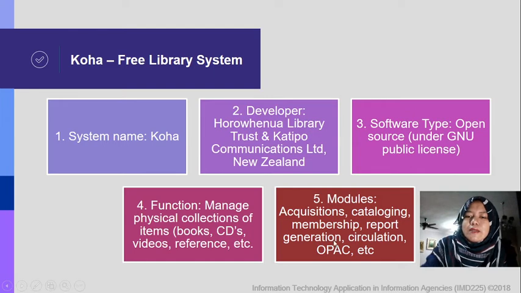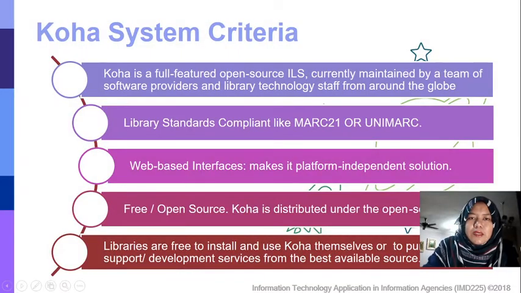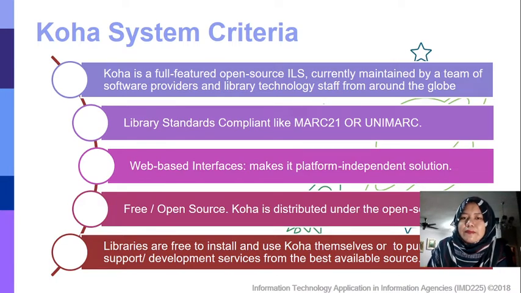Basically, the modules are created based on the activities involved in the library itself, which are the acquisition department, the cataloging department and so on. The criteria of Koha is that it is a full-featured open source ILS, integrated library system, currently maintained by a team of software providers and library technology staff from around the globe. They have a support system all over the world. It is library standards compliant, like MARC 21 or UNIMARC. The web-based interface makes it a platform-independent solution. That's why libraries choose to install Koha in their own library.